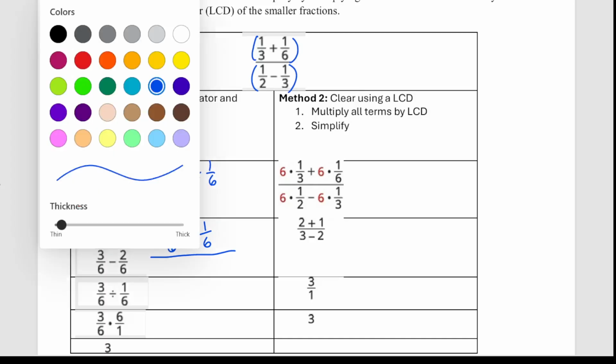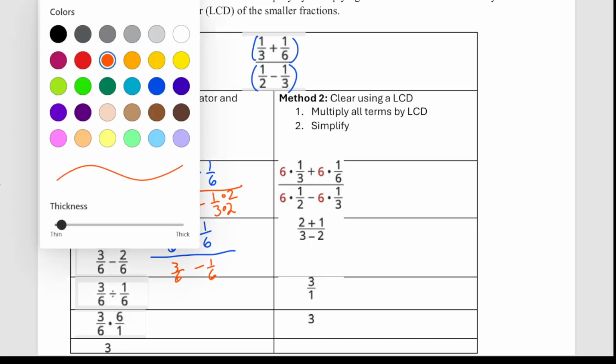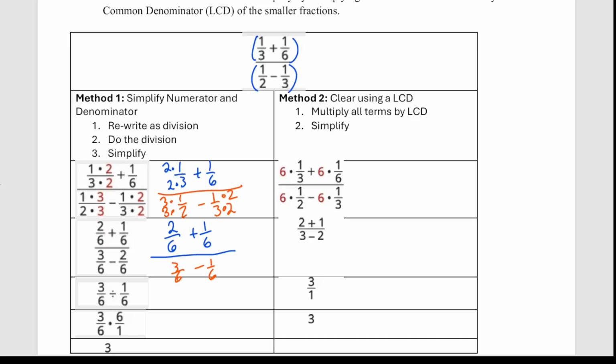And then for the second set of fractions, the 1/2 minus 1/3, you would again notice their least common denominator is 6. So the second one you would have to multiply by 2. The first one you would have to multiply by 3 to end up with 3/6 minus 1/6. Then you would still have to keep on going, so you would have to simplify within the numerator and within the denominator. That numerator, 2/6 plus 1/6, will simplify to 3/6. 3/6 minus 1/6, that's going to simplify to 2/6.